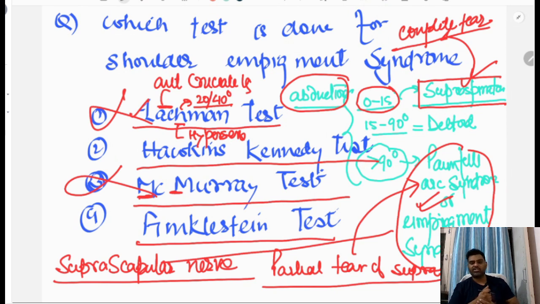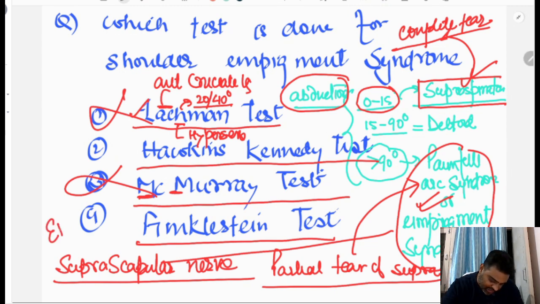Finkelstein and Eichhoff test is done for de Quervain tenosynovitis, which involves inflammation of two muscles. One is abductor pollicis longus and the second is extensor pollicis brevis. So that is de Quervain tenosynovitis. This has been asked multiple times. You can remember it: you remove the I from IPL, that is APL, so that is abductor pollicis longus and extensor pollicis brevis. So inflammation of these muscles will lead to de Quervain tenosynovitis, and the test used to elicit it is known as the Finkelstein test, and the other test is Eichhoff's test.